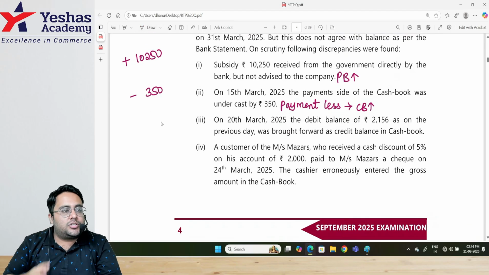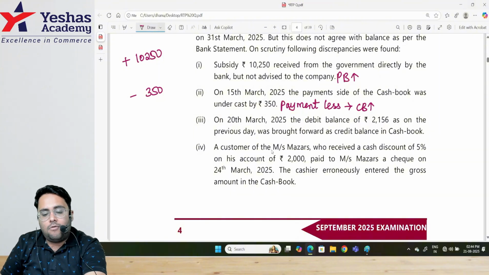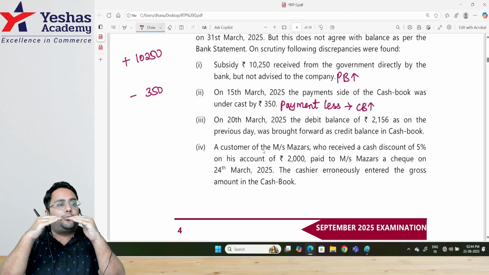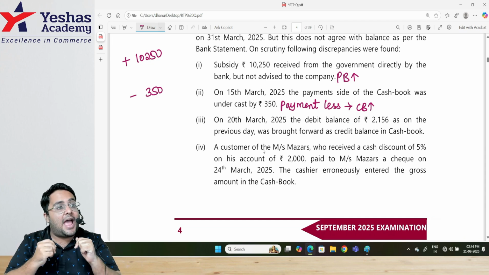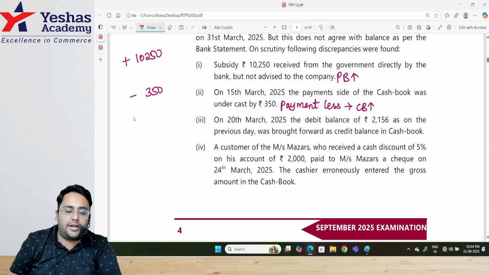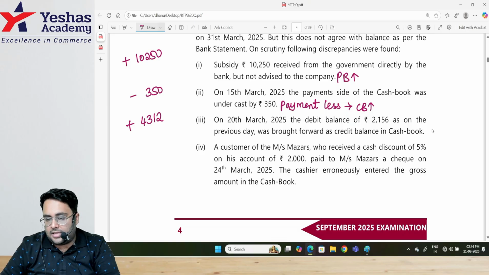On 20th March, can I go ahead? On 20th March, the debit balance of 2156 as on previous day was brought forward as a credit balance. What should I do? Debit balance brought forward as a credit balance. It is supposed to be positive. You recorded negative. Add or deduct? Add. How much will I add? Twice the amount. 2156 to reach 0, 2156 to reach the debit. You will add 4312. In this case, your cash book has gone down.